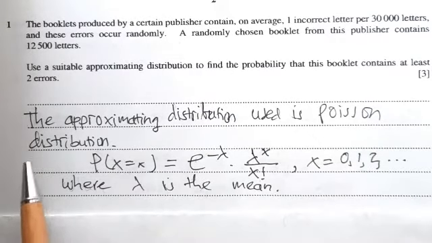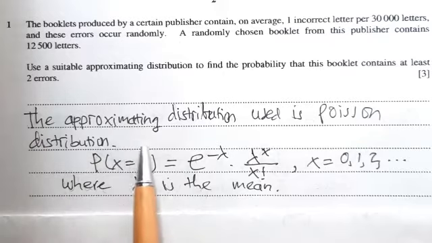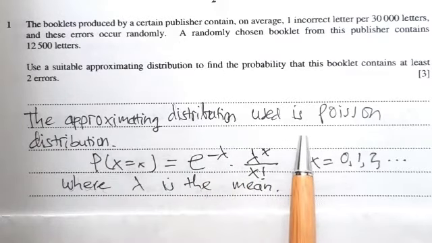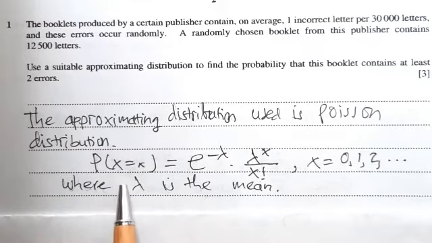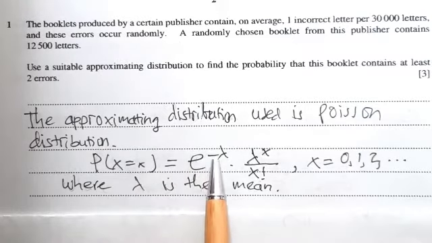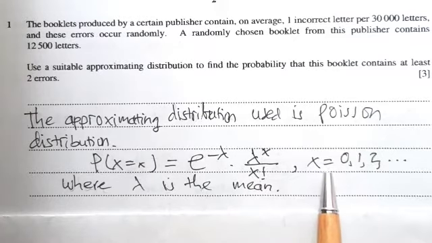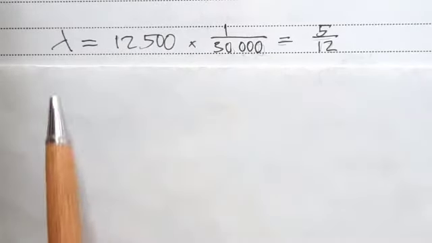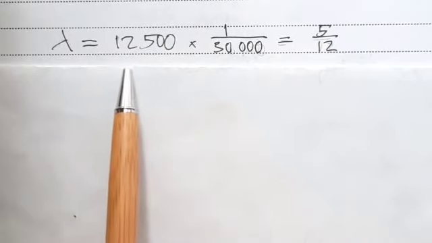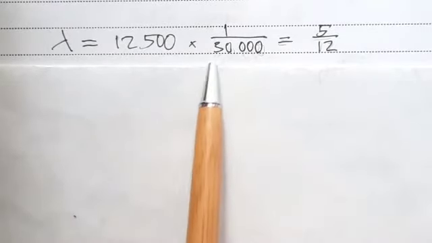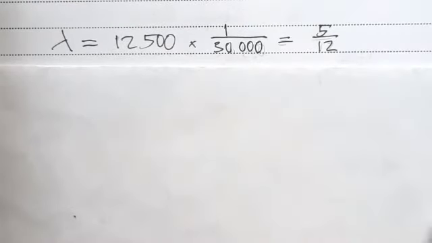Now, here we use the approximating distribution. Used is the Poisson distribution. The formula for the Poisson distribution is P(X = x) equals e power minus lambda times lambda power x per x factorial, x from 0, 1, 2, etc. Where lambda is the mean. In this question, lambda is 12,500 times 1 per 30,000, that is 5/12.